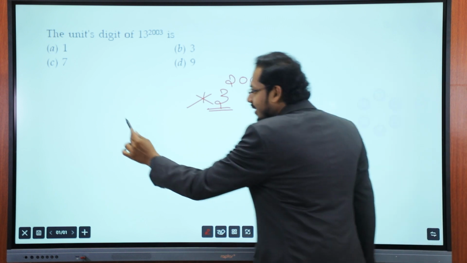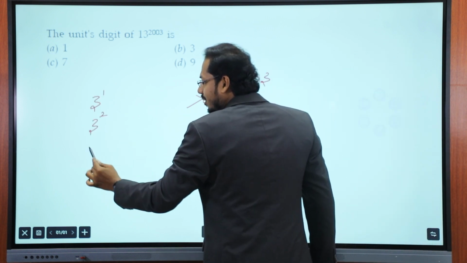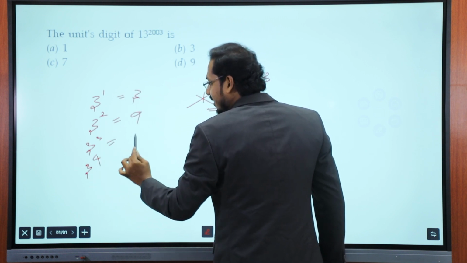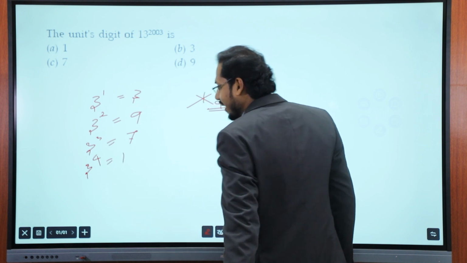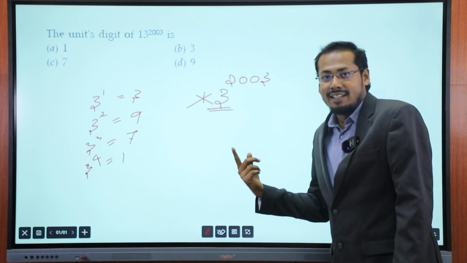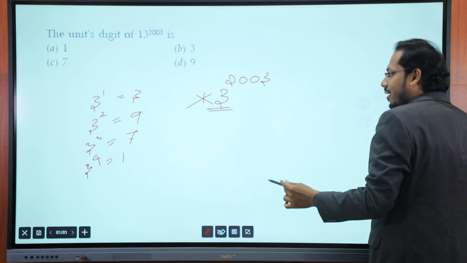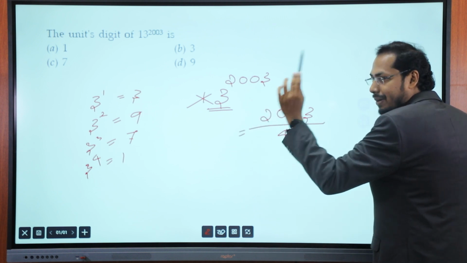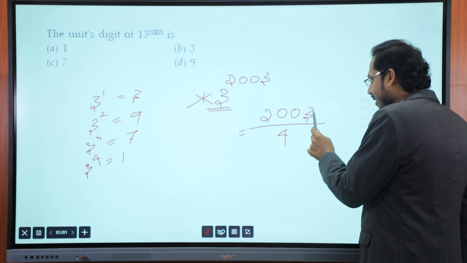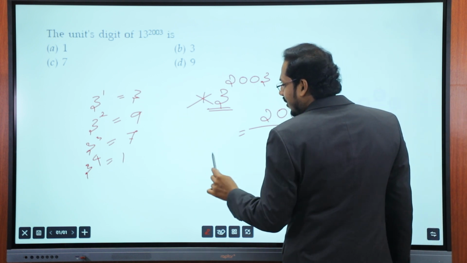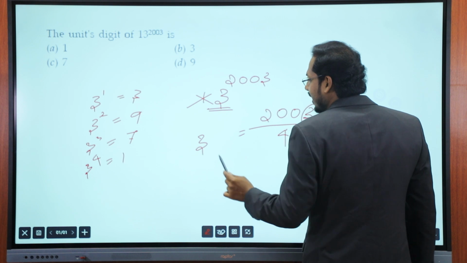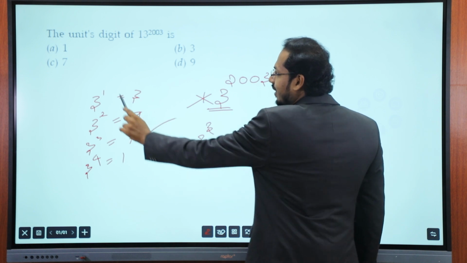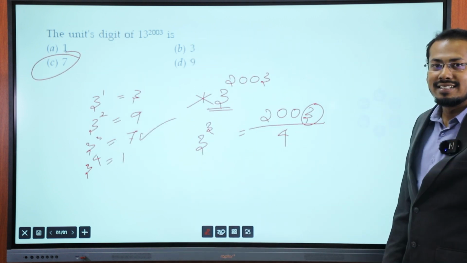So 3 power 1, 3 power 2, 3 power 3, 3 power 4. 3 power 1 is 3, 3 square is 9, then 27 ends with 7, then 81 ends with 1. These 4 numbers will come again and again, right? So 2003 divided by 4. I want only the remainder. 25 times, only 3 is the remainder. So instead of writing 3 power 2003, I will write 3 power 3. 3 power 3 ends with 7. So our answer is option C, 7.